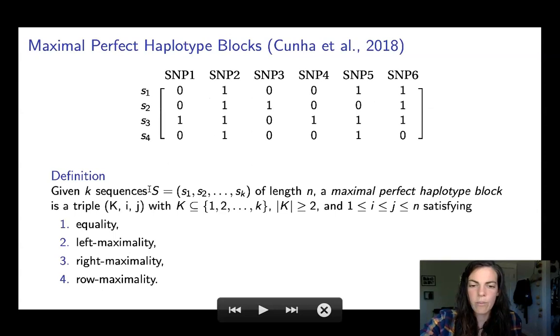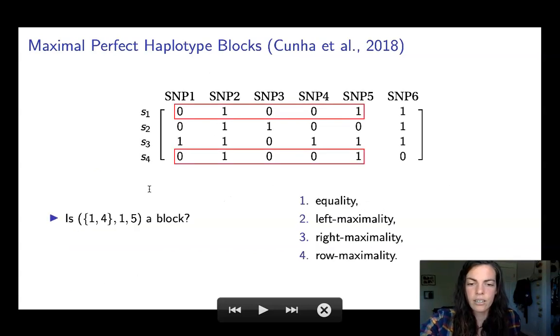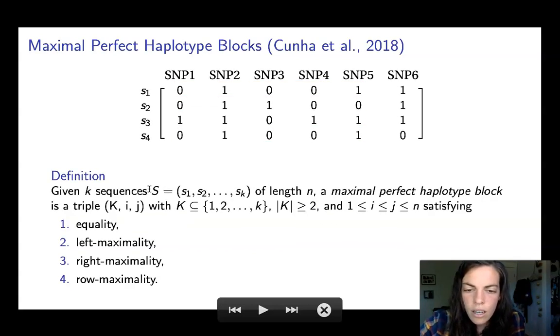A maximal perfect haplotype block is a subset of the input sequences and an interval of SNPs that is completely conserved among the subset and cannot be extended left, right, or by adding any other sequences. Kanha et al. formalized this definition using 4 conditions. The first condition says that all sequences in the block must be equal, and the next 3 ensure that the block is maximal. Additionally, they define notation to indicate a block as a list of sequence indices, then the starting column, and then the ending column.